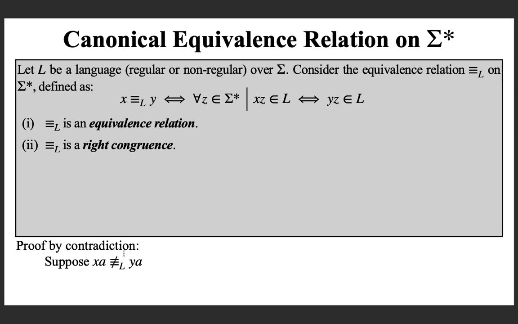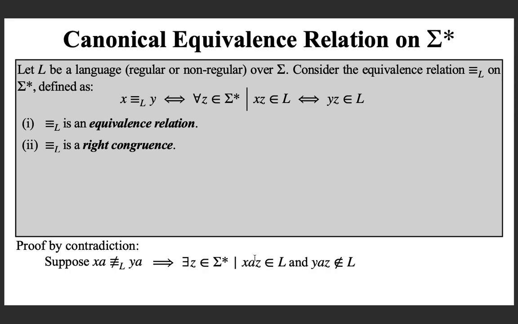And why is XA not related to YA by this definition? That means there exists a Z such that when you append Z to both of these strings, one of them is in the language and the other one is not in the language. It doesn't matter which one is in the language. Suppose when you append the same string to both of these, from the resulting strings, one is in the language and the other one is not, then they cannot be related. That is the only case in which they cannot be related.